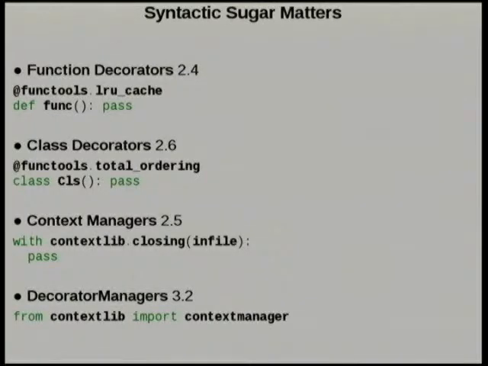Same thing with class decorators. They went in 2.6, but we've only seen some high-quality class decorators bubble to the top into the standard lib since then. Once again, in functools, we have a class decorator called total ordering, which makes any of your number-like classes easier. Context managers went in 2.5. We're still adding new context manager stuff to the context lib. Like I said, in 3.2, there's this brand new thing that just makes everything easier. And that's decorator managers.